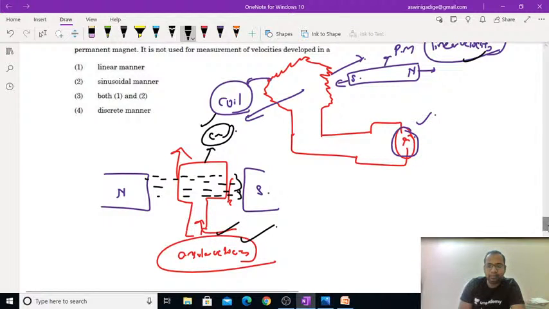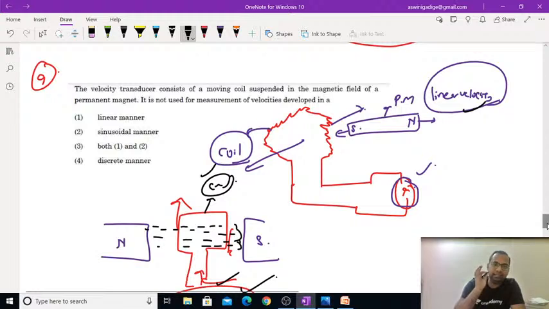Now based upon this concept, what is the correct answer, guys? You have to decide now. If it is able to measure both linear and angular velocities, what is the correct answer out of these four?